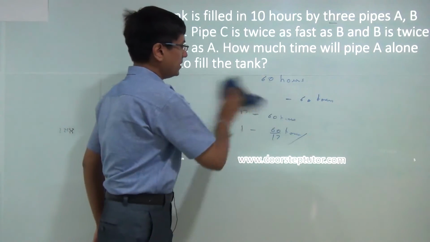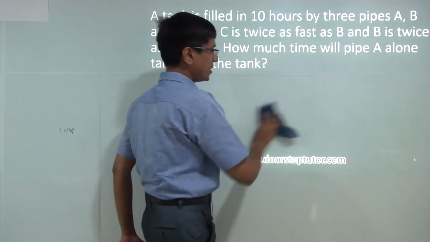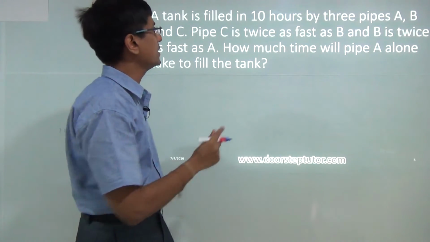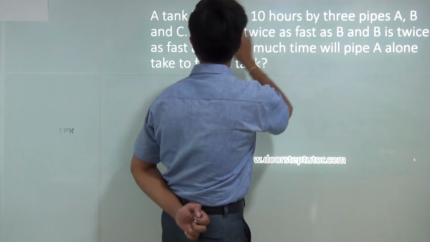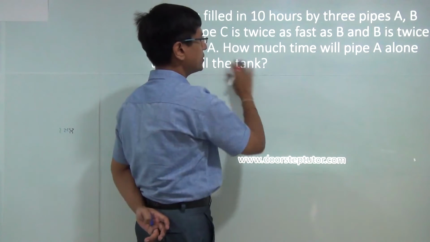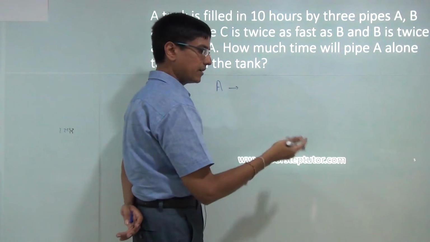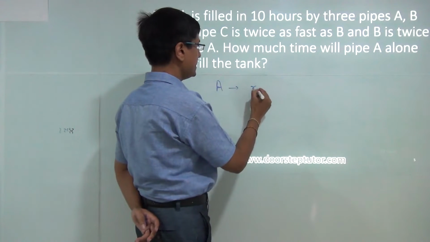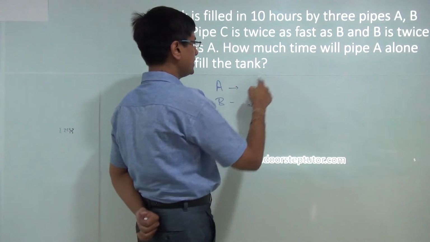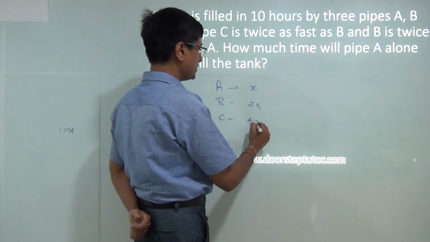Now this is another example. Here also we are going to just study this problem for 2 seconds. So we have 3 pipes A, B and C, and they are working at a certain rate, and their rates have some relationship with each other. So let's say that the rate of filling of pipe A is X. For pipe B it would be 2X, twice as fast as A, and for pipe C it would be 2X into 2, which is 4X.